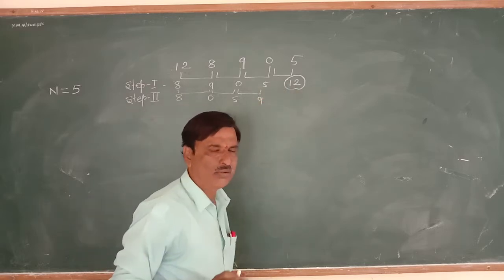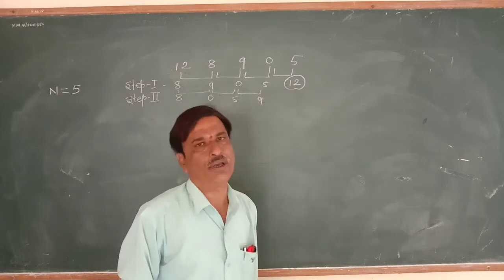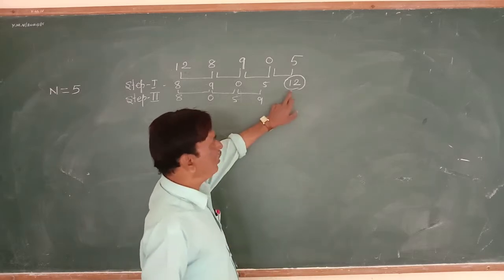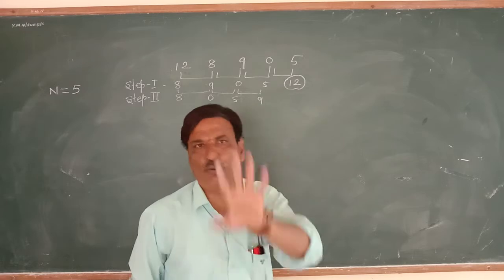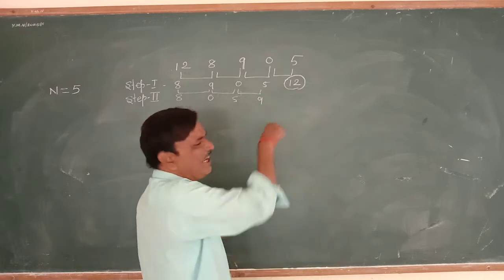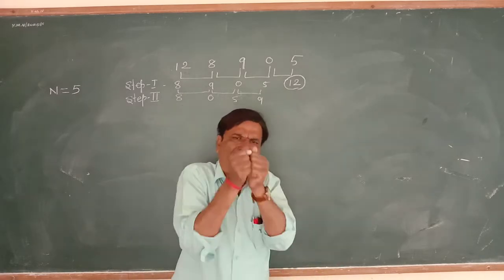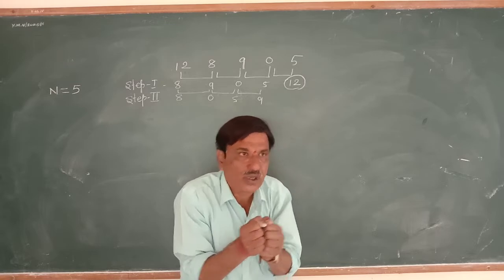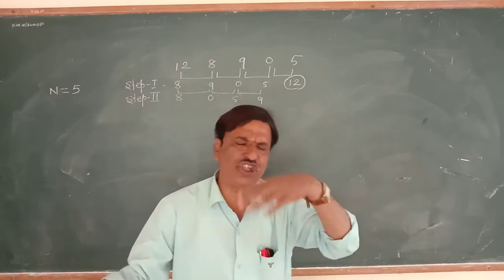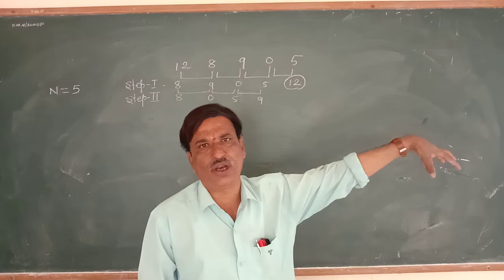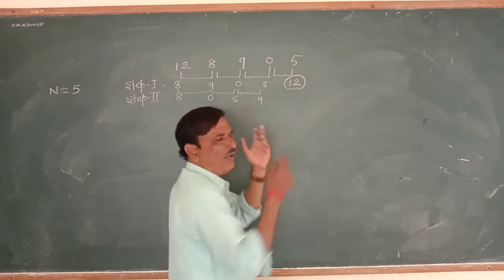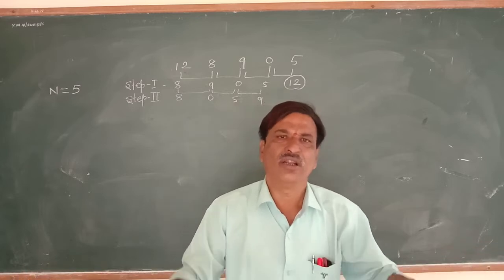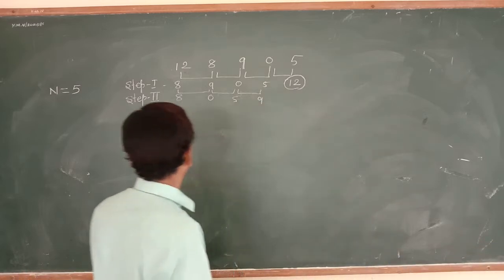9 and 12, we need not to compare. Why? Because we know that the largest element has occupied its position, that is 5th position. That's why obviously that last element is having its own position. It has occupied, since it is the largest element, it has occupied its position. So there will not be any change. And if you compare 9 versus 12, what will happen? It will remain as it is. That's why need not to compare.